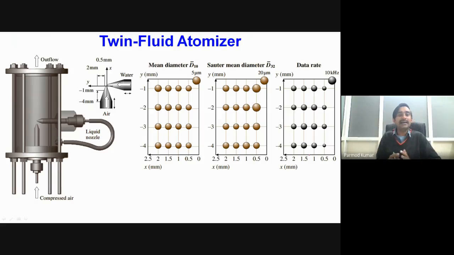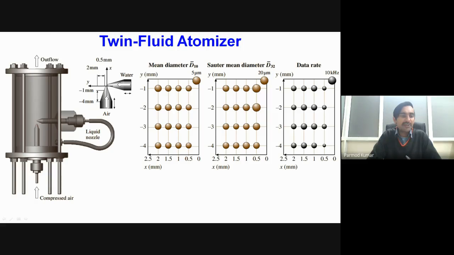Another type of arrangement which may be employed for generation of the solid particle is based on the atomization of liquids. In this particular arrangement, we have two nozzles. In this one nozzle, we have the flow of liquid, so liquid will be coming out from here. The second nozzle is placed very close to the liquid nozzle, and its flow direction is normal to that of the liquid nozzle.